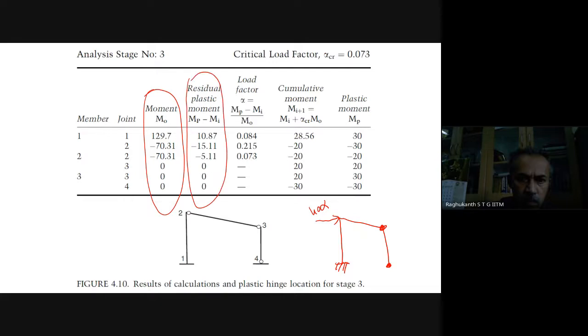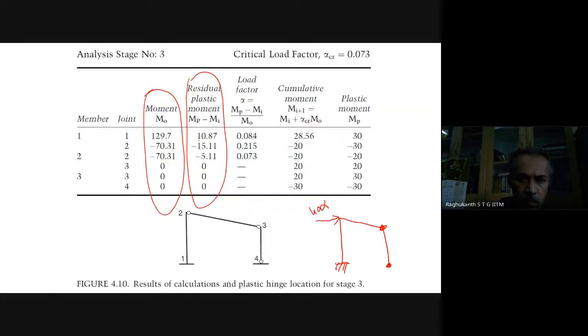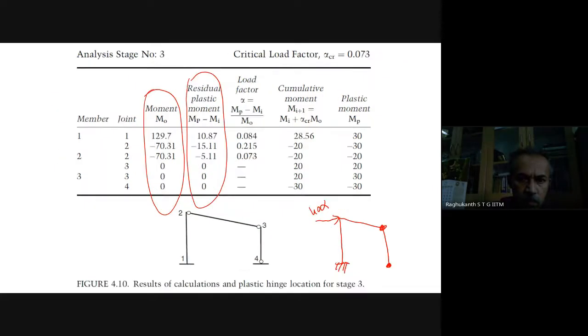Mp is 30, then for beams it is 20, for columns it is 30. So 30 minus mi. This mi comes from this graph actually. Okay, so 30 minus 19.13 turns out to be 10.87, 15.11. So you will get from the previous graphs itself. So these are the numbers. So once again you find out the load factors. So alpha is equal to mp minus mi by m naught. You find out the lowest load factor is 0.073.